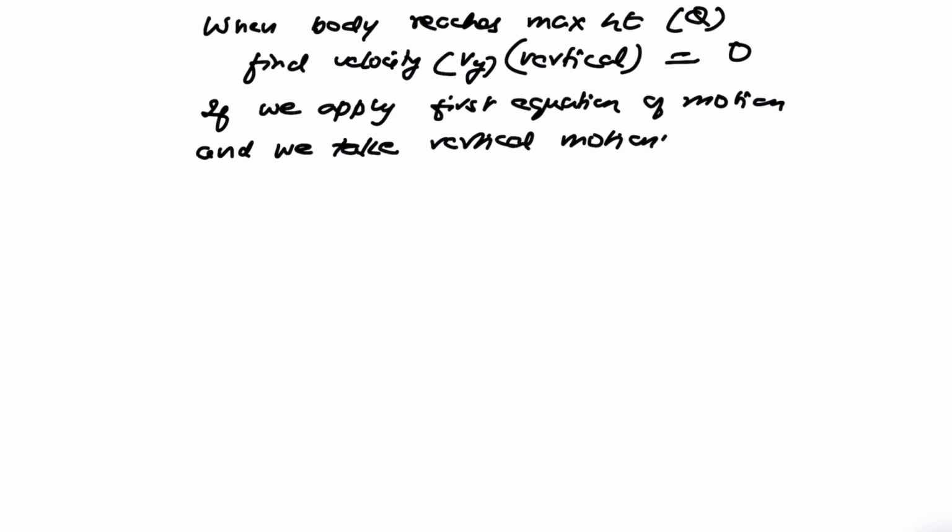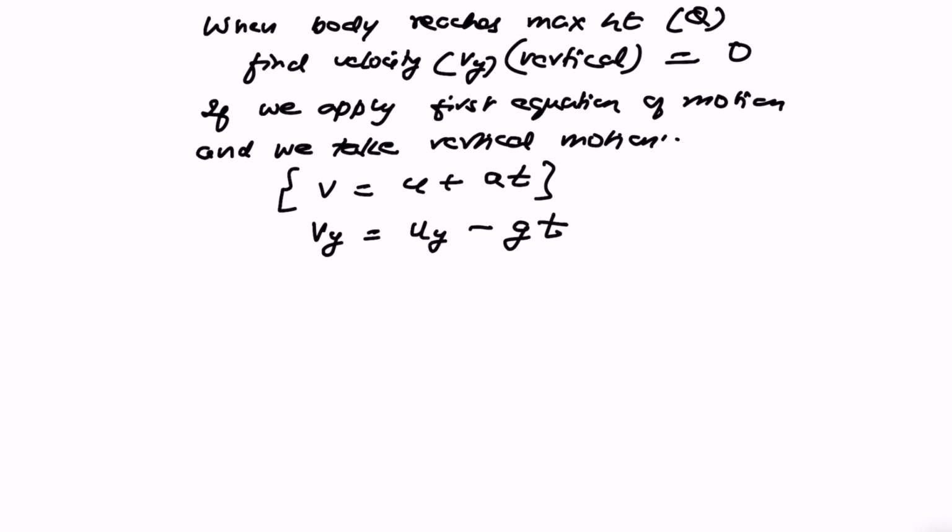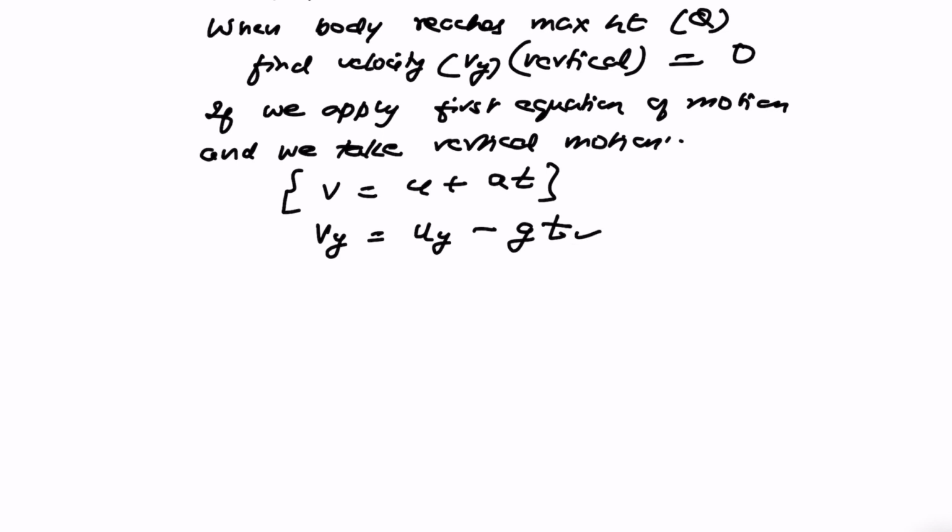So from the first equation of motion, we know that V is equal to how much? U plus AT. So since we are considering the vertical motion, I am writing Vy will be equal to Uy. And since the body is going against the gravity, A will become equal to minus g. And suppose T is the time taken by the body. So Vy is how much? 0.